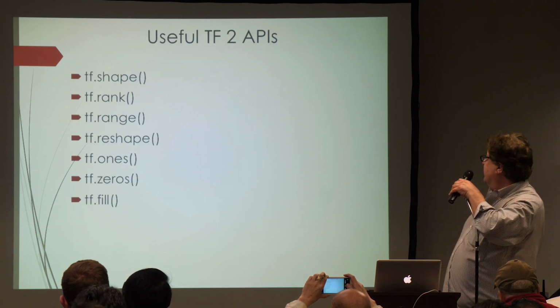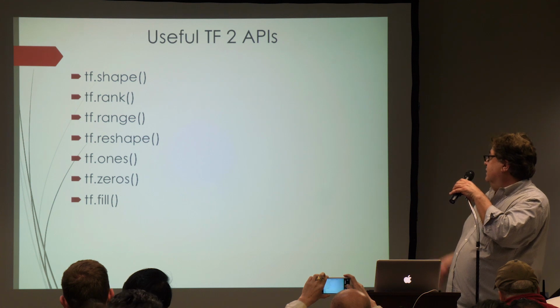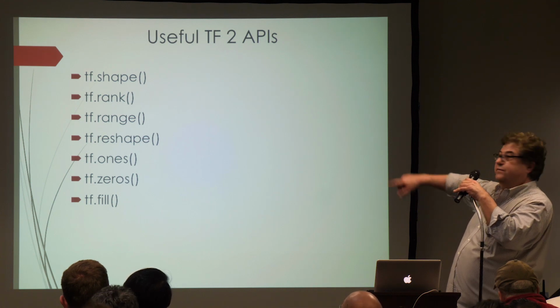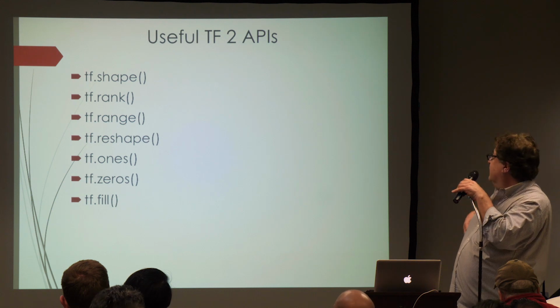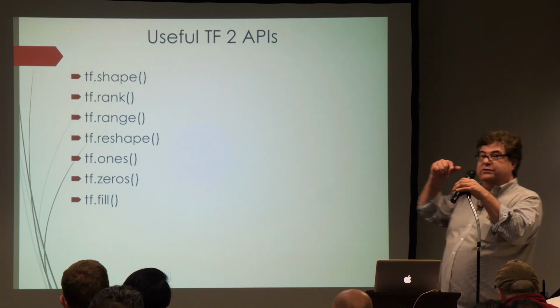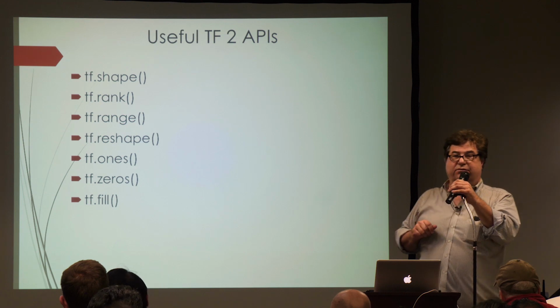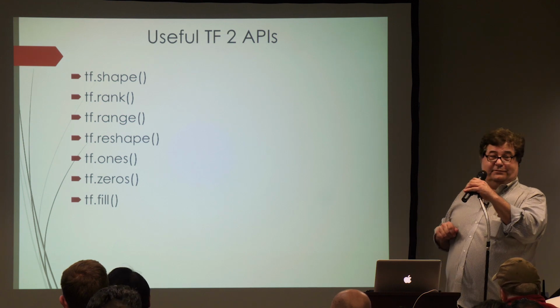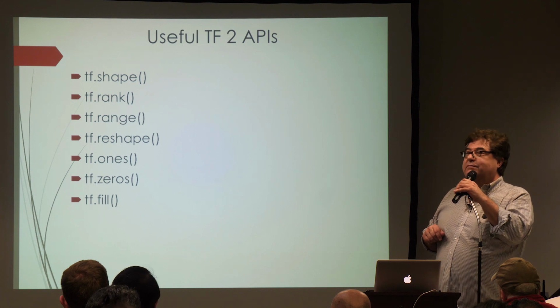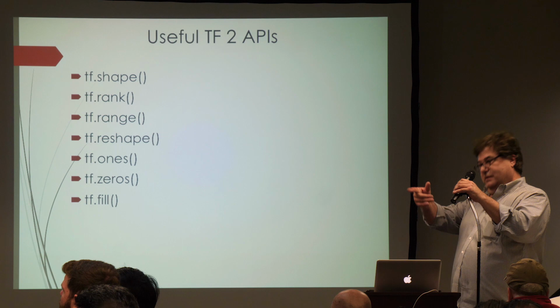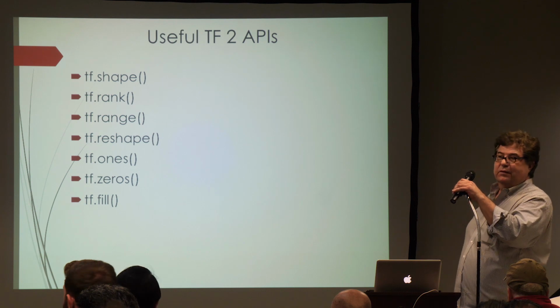Some of the useful APIs, as you can probably imagine, tf.zeros fills it with zeros, tf.ones is ones fill, you can specify the value. And then shape, rank, and range. What's the difference between them? What's the shape versus the rank? Is shape like height and width, or the amount of lengths of each dimension? I don't know what rank would be.